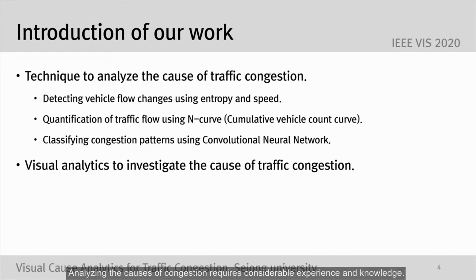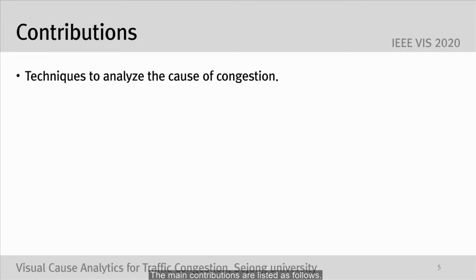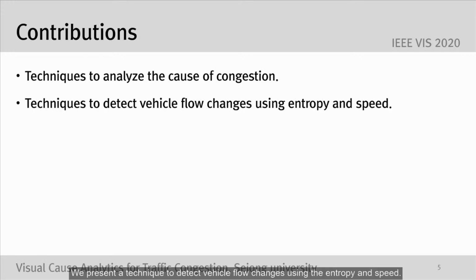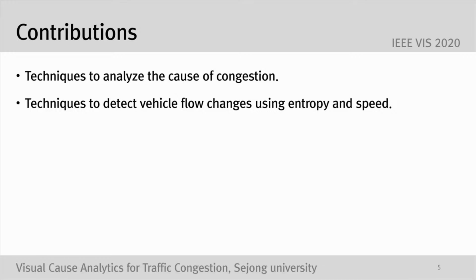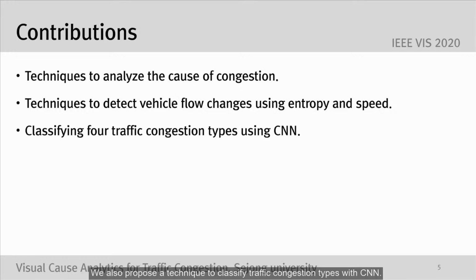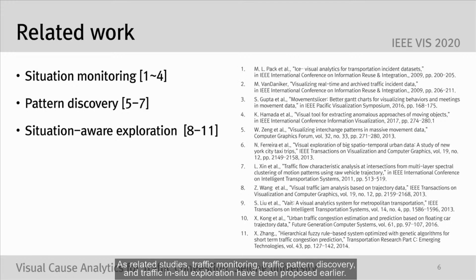Analyzing the causes of congestion requires considerable experience and knowledge. Therefore, we present a visual analytic system to analyze the cause of traffic congestion. The main contributions are listed as follows. We propose a technique to analyze the cause of traffic congestion. We present a technique to detect vehicle flow changes using the entropy and speed. We also propose a technique to classify traffic congestion types with CNN. As related studies, traffic monitoring, traffic pattern discovery, and traffic in situ exploration have been proposed earlier.